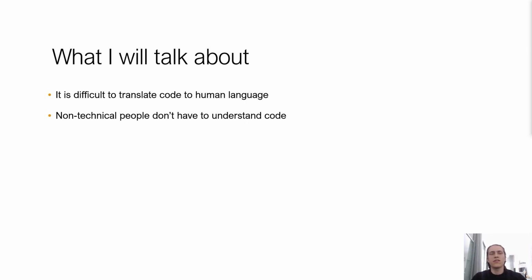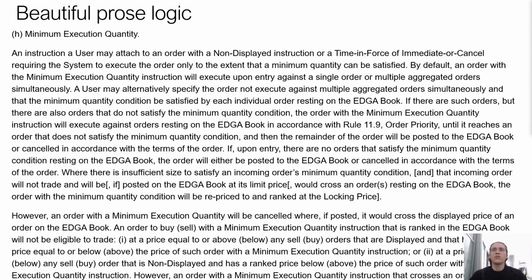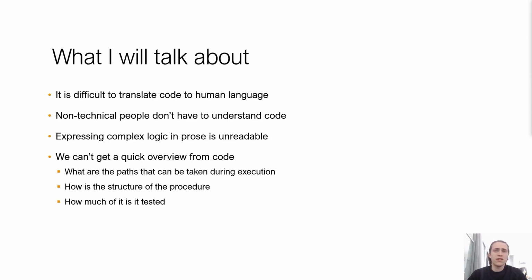Domain experts know what their requirements are for the most part, but when they give the developer something like these rules for an instruction that can be attached to orders in a stock exchange. You can read it if you want to, but you don't need to. It's very confusing. We, as the developers, get confused and turn up code that is just as confusing. We have found that expressing complex logic in prose is unreadable.